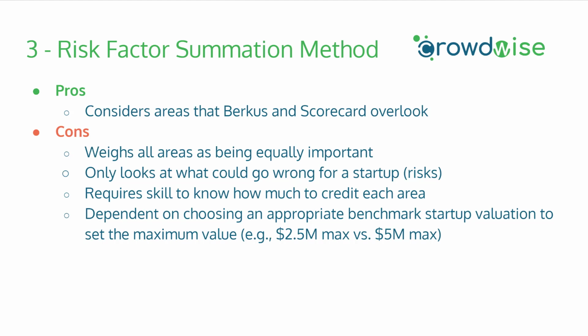However, some of the downsides. Again, similar to Berkus, it weighs all areas as being equally important, where that may not be true. It also only looks at what could go wrong for a startup, the risks. This is kind of a glass half empty view of the world, and it doesn't look at what could go right and the huge potential upside opportunity. In addition, it still requires that skill and know-how to put how much credit goes to each area, and as with all the methods so far, it's still dependent on those initial assumptions of what startups you compare it with.